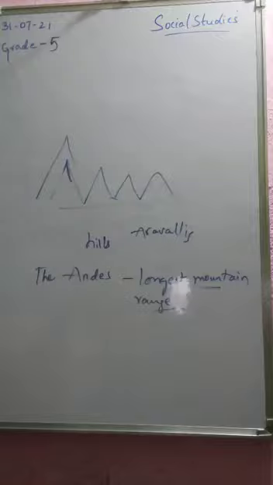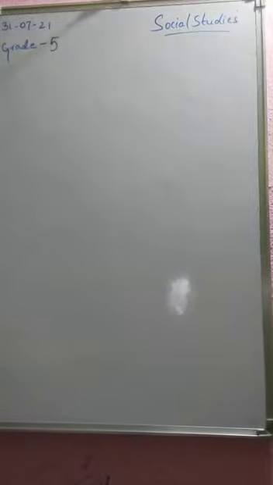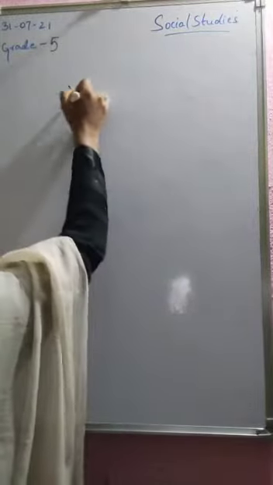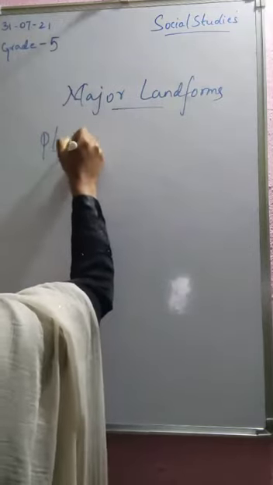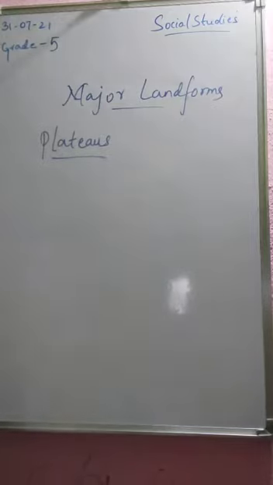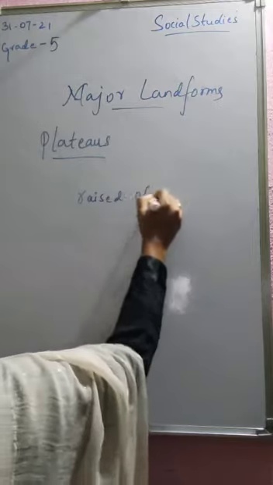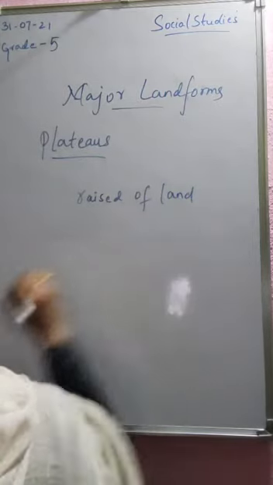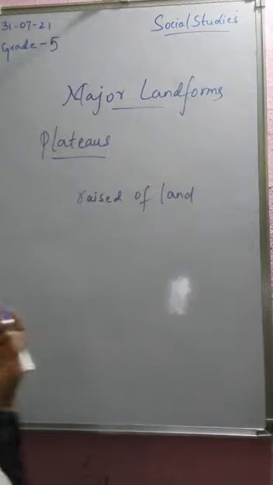And moving on now, we'll get into the other landform. Today we are going to learn about the plateaus. Okay. The plateaus. So plateaus are nothing but they are also a raised piece of land. They can be defined as a raised piece of land higher than the surroundings.